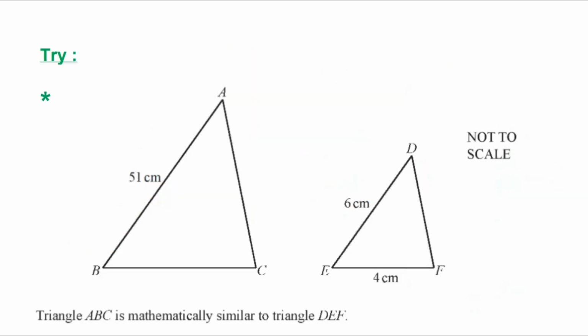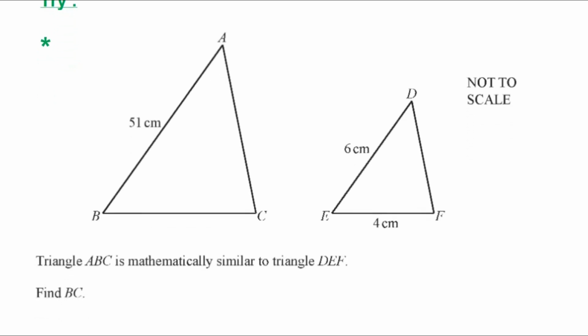You can try this example. Two triangles are mathematically similar. You need to find the side. You mark this as X and find the value of BC. Okay? Try to do this and share your answer in the comment section.